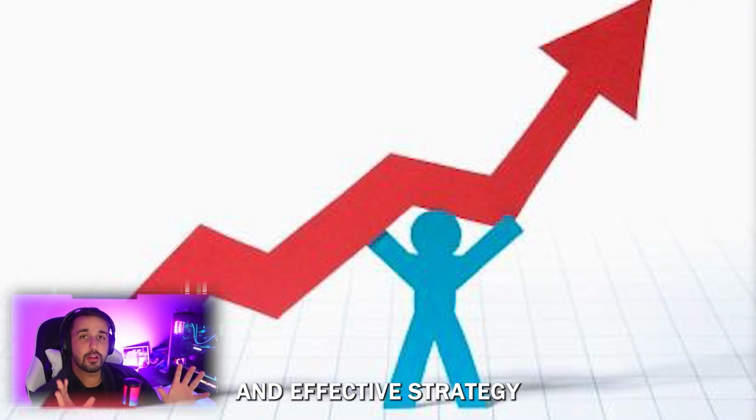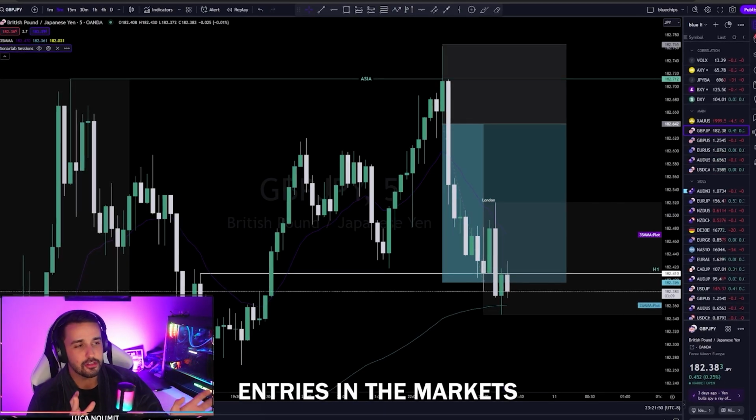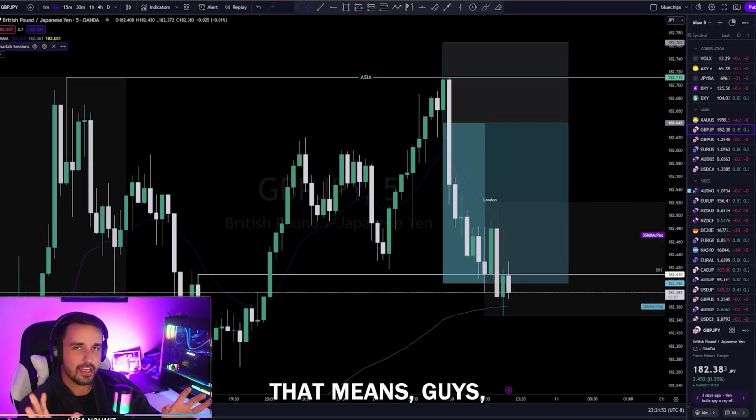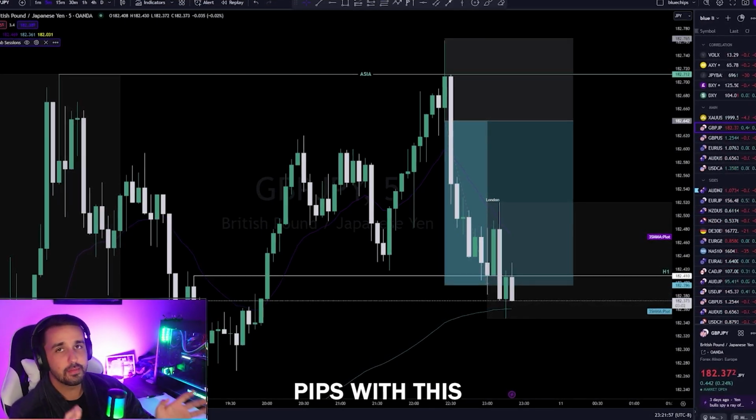We're going to go over a simple and effective strategy on how to use Asian session liquidity to your advantage to catch sniper entries in the markets just like this. If you don't know what that means, guys, stay tuned. I'm going to dumb it down for you guys, make it super simple, and show you how to catch major pips with this one strategy.